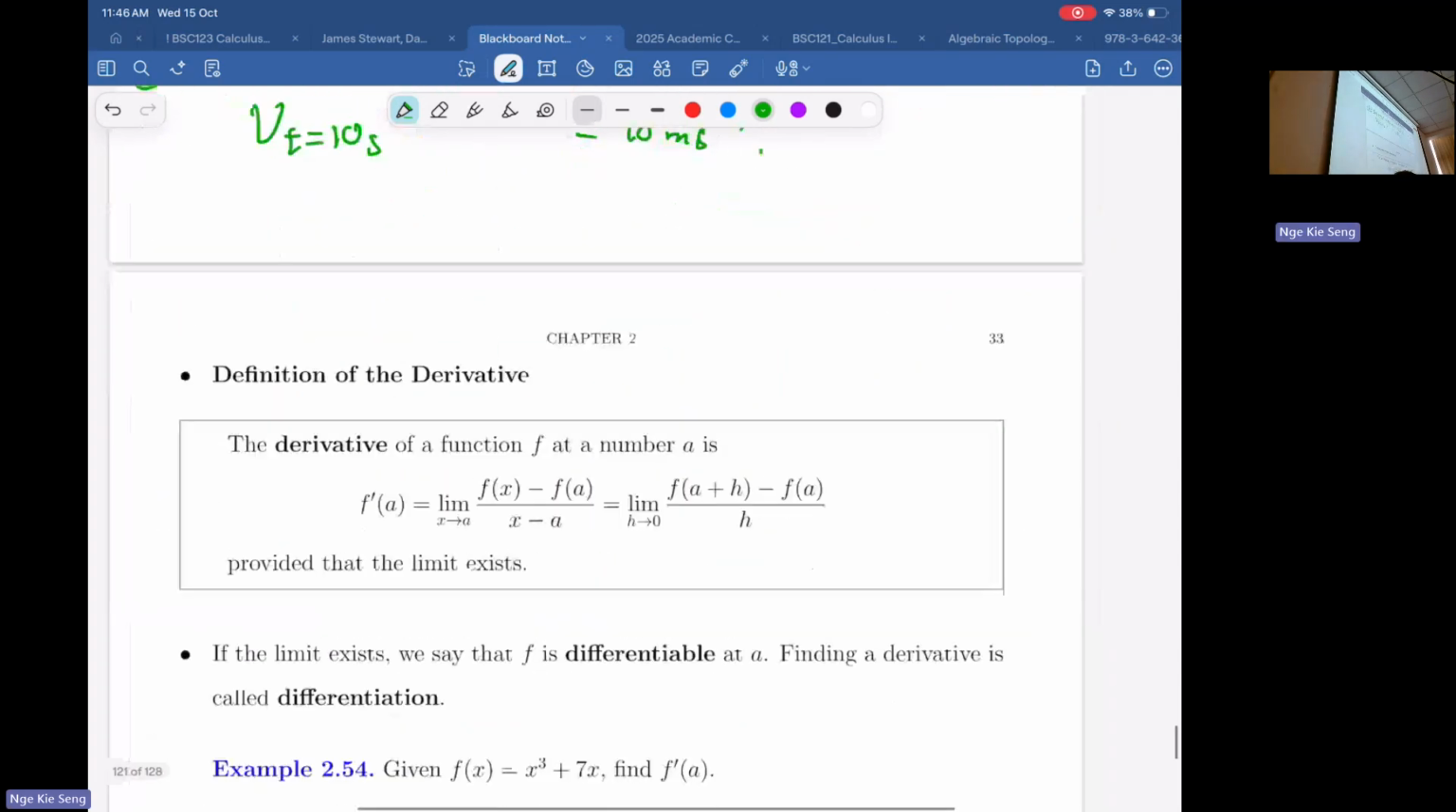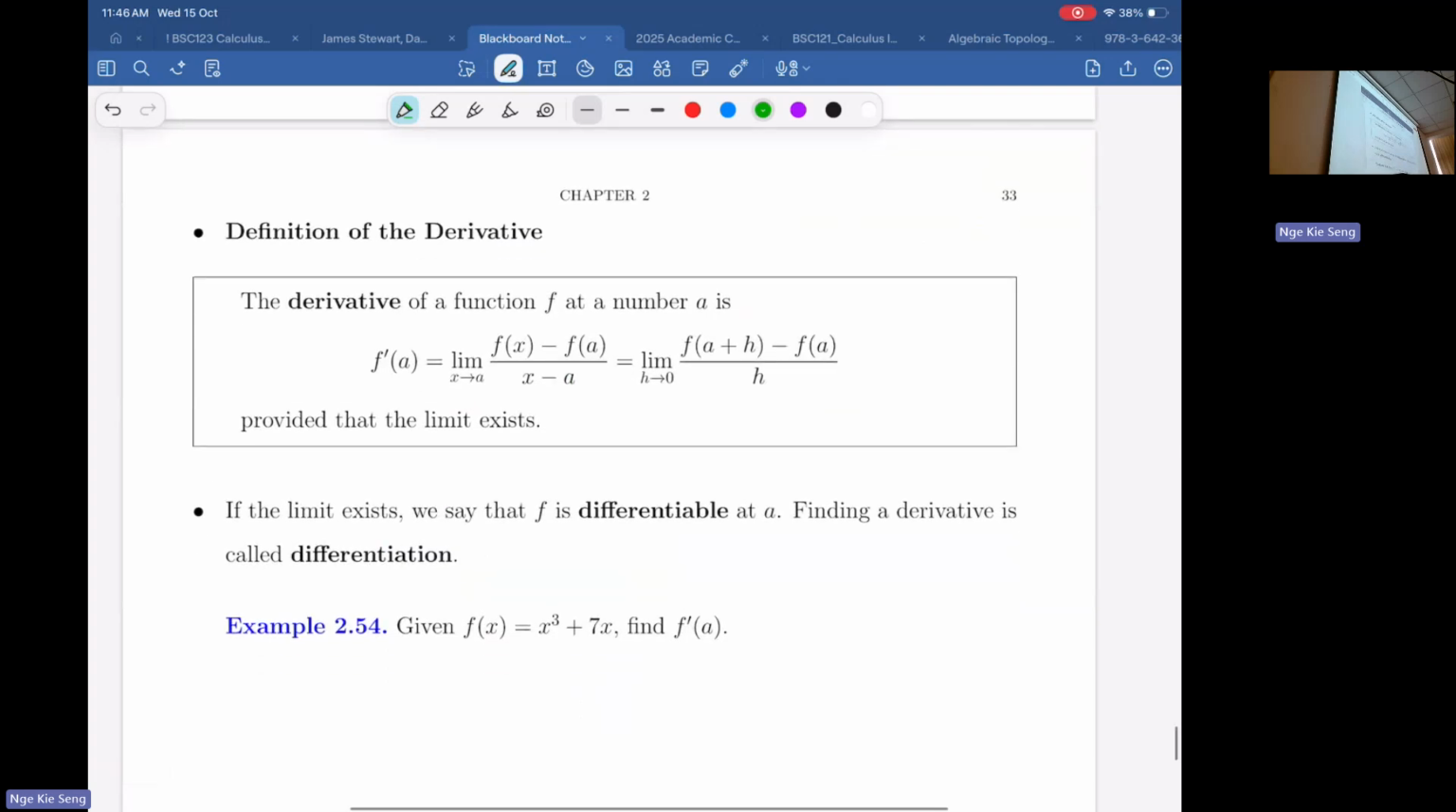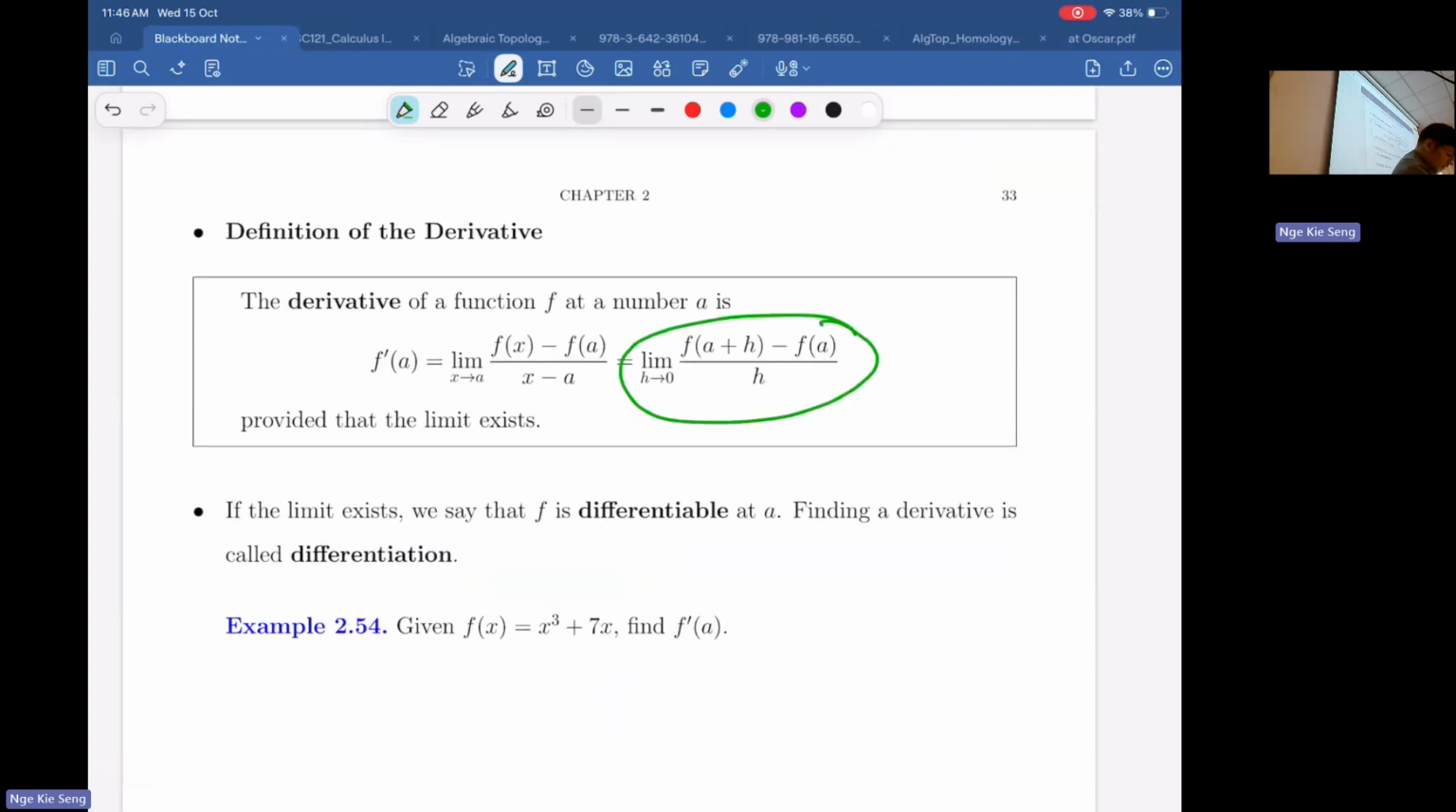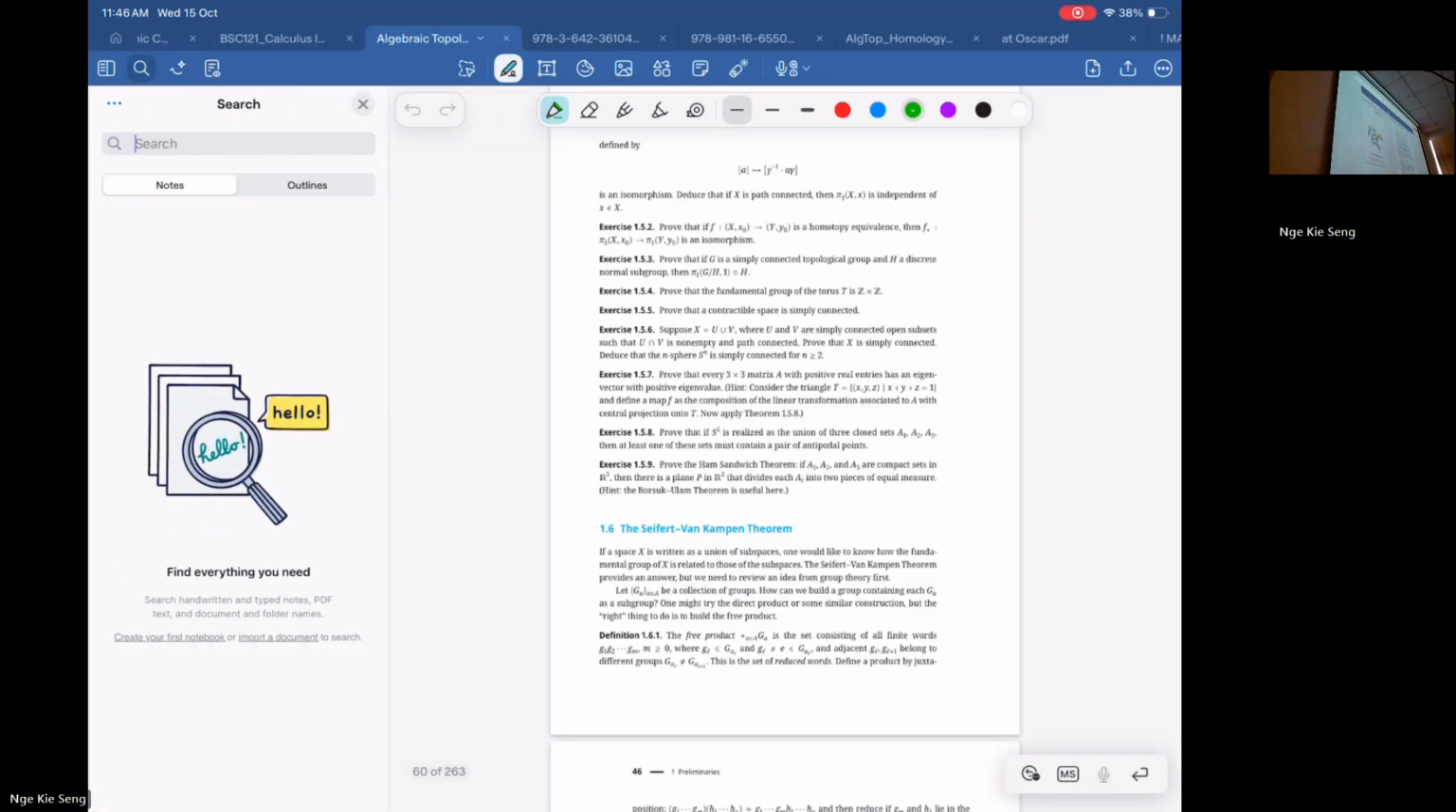Next we finally define what a derivative is. Exactly, we define it using the same limit of the secant, but at the same time we can replace this h going to 0 by some other x. When h goes to 0, it just means that a plus h is going to a. So I can replace a plus h by this x here. Where is my note?